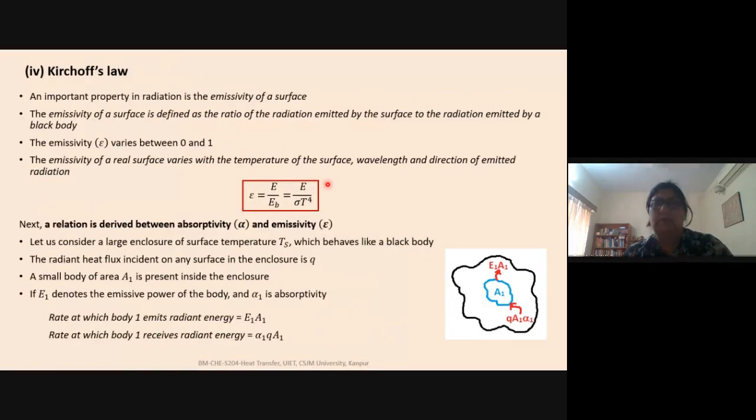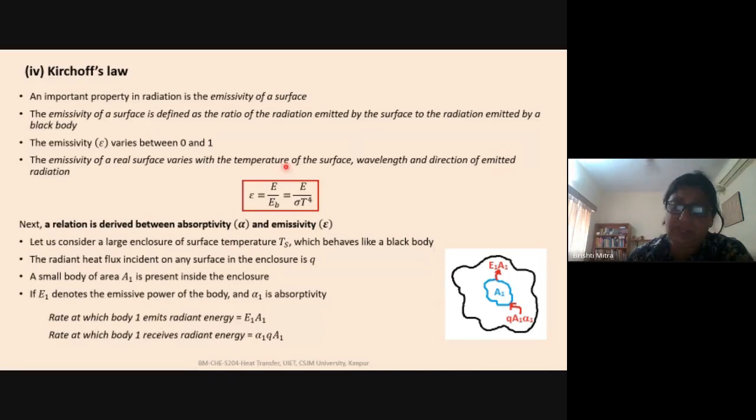The next thing we talk about is Kirchhoff's law. Now, the emissivity of a surface, the emission given out by a particular surface because of its temperature, is quite an important property of radiation. So the emissivity of the surface is defined as the ratio of the radiation emitted by the surface to the radiation emitted by a black body. This is my emissivity, which is epsilon. This is a ratio of the amount of emission given out by any surface to the maximum amount of emission that can be given out.